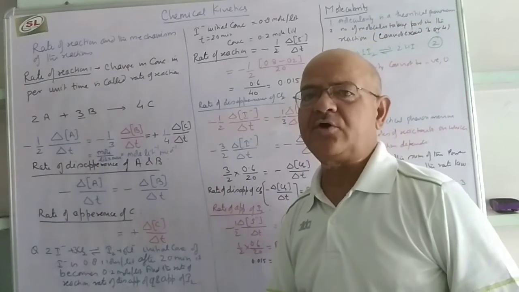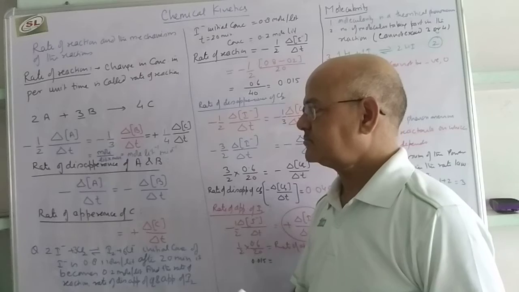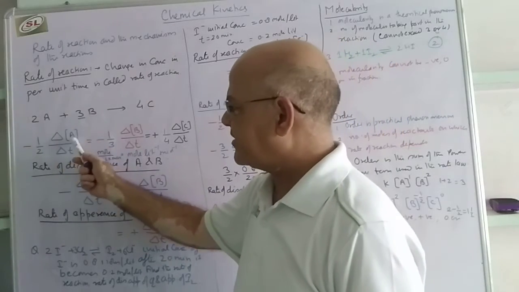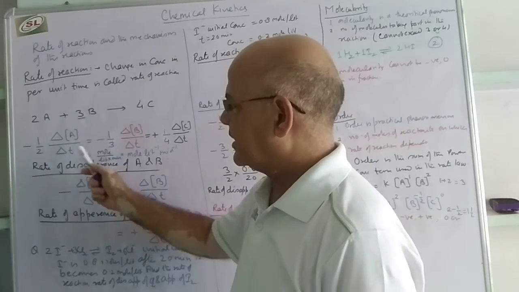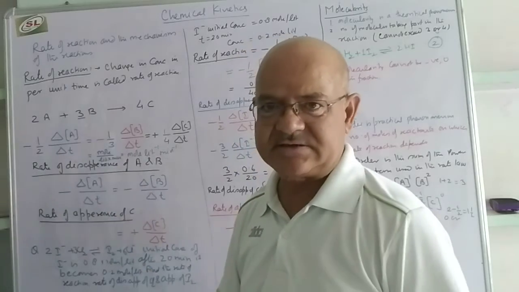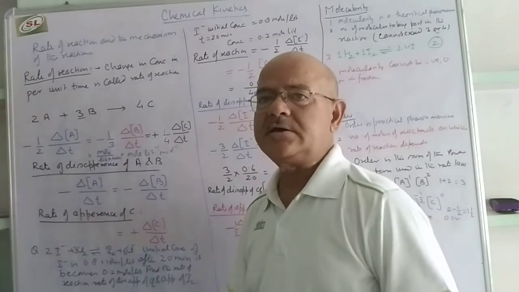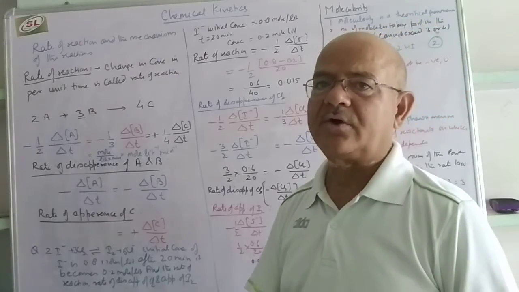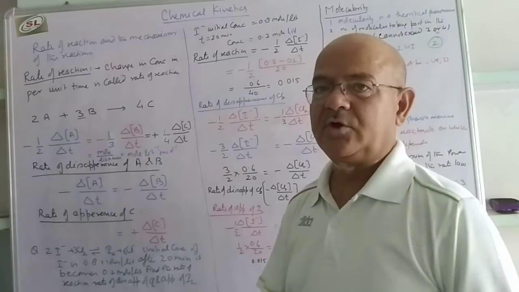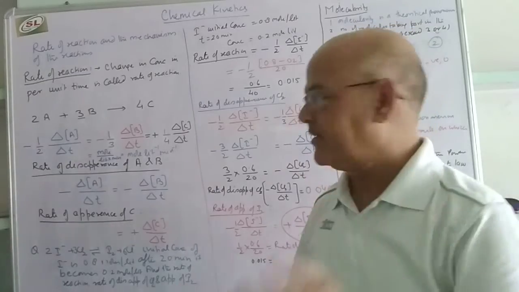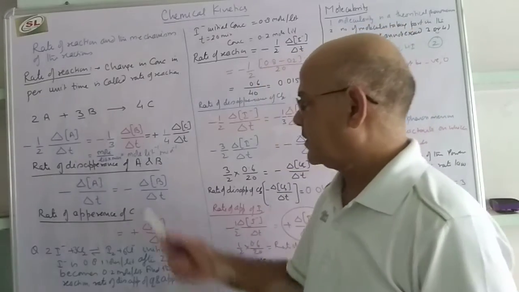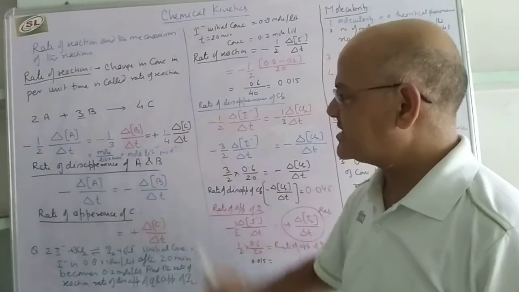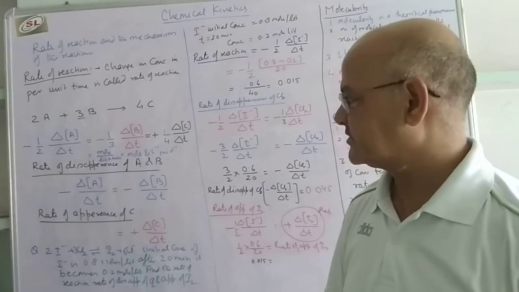Then what will be the unit of rate of reaction? Concentration we are taking in moles per liter. Time we are taking in minutes, or seconds, or weeks, or months, or hours, or years. For radioactive reactions, it will be in years. So the unit is mole liter inverse second inverse.